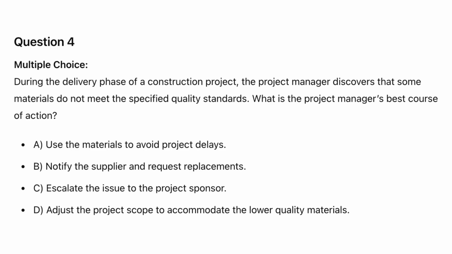During the delivery phase of a construction project, the project manager discovers that some materials do not meet the specified quality standards. What is the project manager's best course of action? A. Use the materials to avoid project delays. B. Notify the supplier and request replacements. C. Escalate the issue to the project sponsor. D. Adjust the project scope to accommodate the lower quality materials.